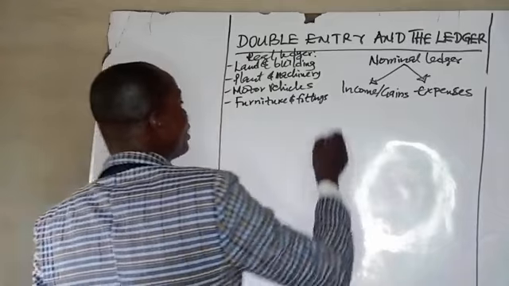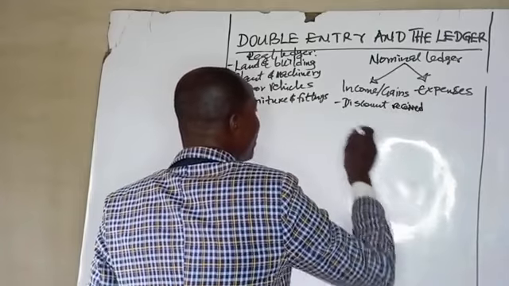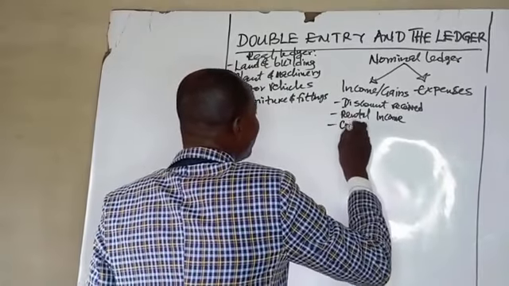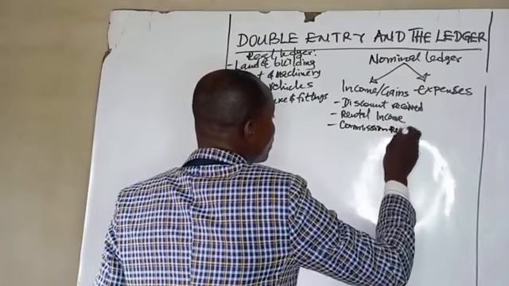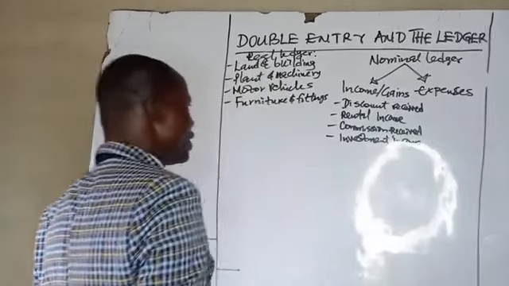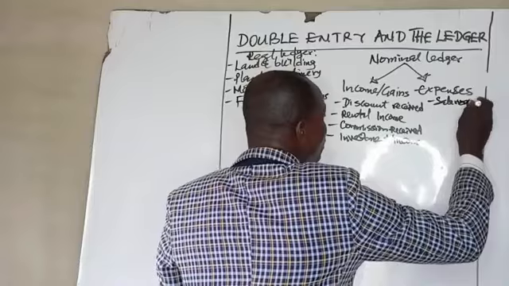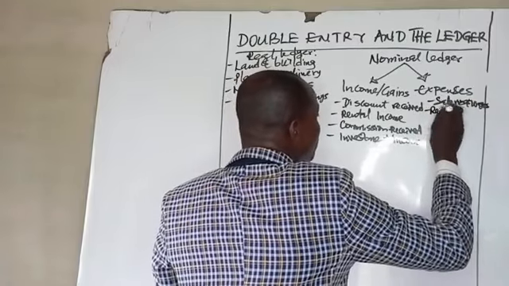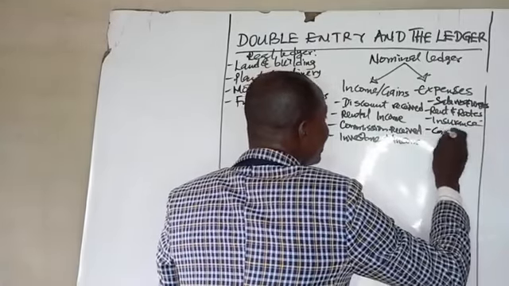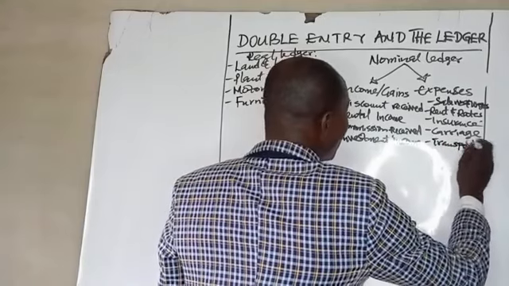Income includes discount received, rent, rental income, commission income or commission received, investment income, etc. On the other hand, expenses include salaries and wages, rent and rates, insurance, carriage outwards, carriage, transport expenses, advertisement expenses, etc.